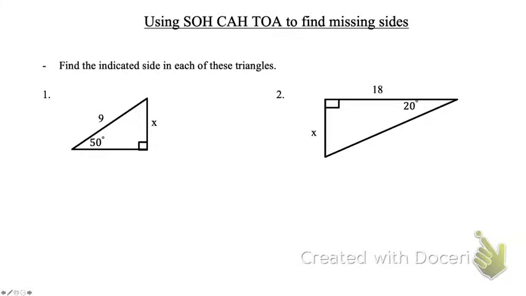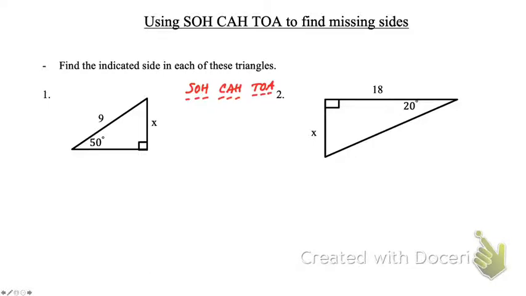Okay. Now yesterday we just looked at the basic setup and what SOH CAH TOA means. And real quickly, everybody remember what SOH means? Sine equals opposite over hypotenuse. CAH, C-A-H, cosine equals adjacent over hypotenuse, and TOA, T-O-A, tangent equals opposite over adjacent.